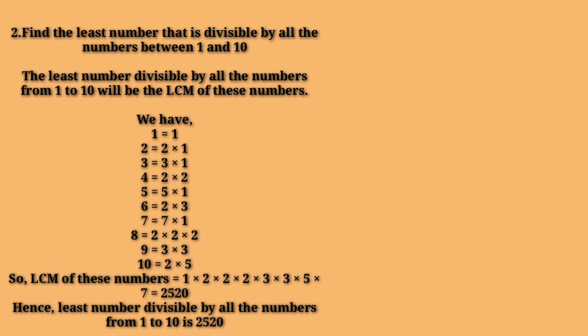So the numbers which occur between 1 to 10 will be 2, 3, 4, 5, 6, 8 and 9. So students, we will get the factorization of these numbers such that we will get the LCM of these factors, of these integers. So the LCM we are getting is 2520, which is the least number divisible by all the numbers from 1 to 10. So the number is 2520.